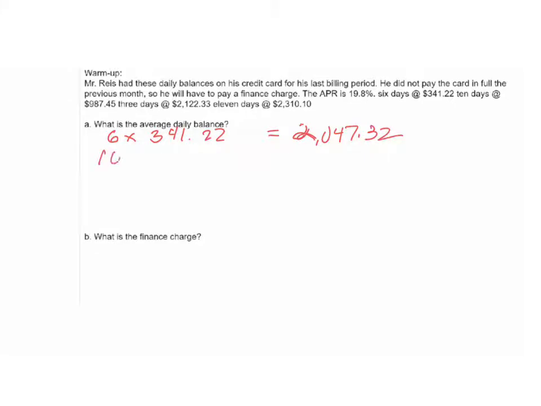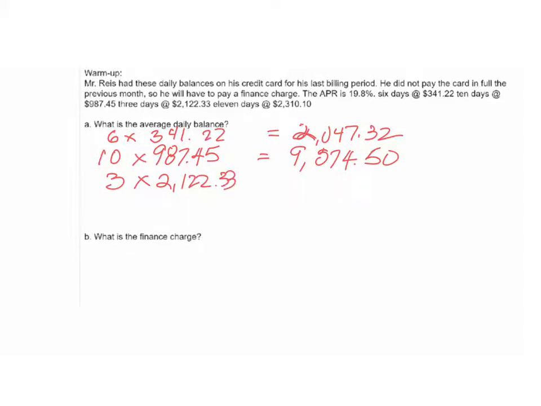Now we have 10 days at $987.45. And if we multiply that out, it becomes $9,874.50. Next, it's 3 days at $2,122.33. We multiply that out, we get $6,366.99. That's an 8. It's kind of hard to tell, isn't it?